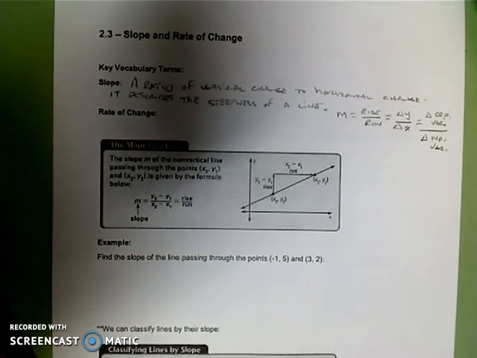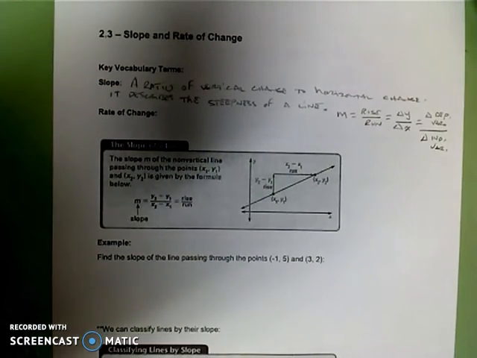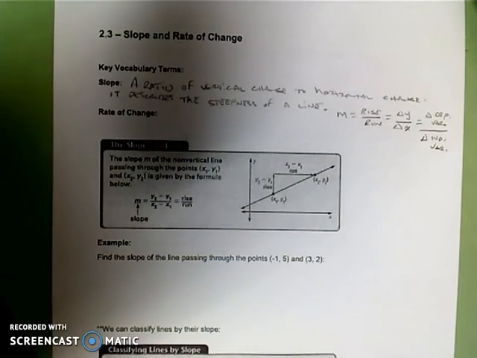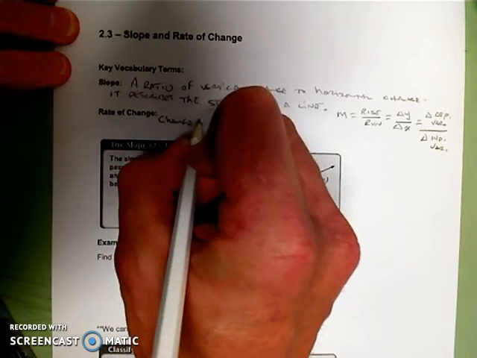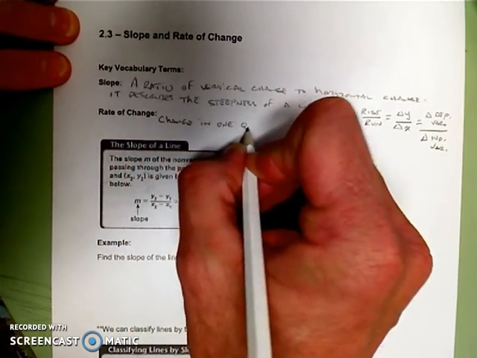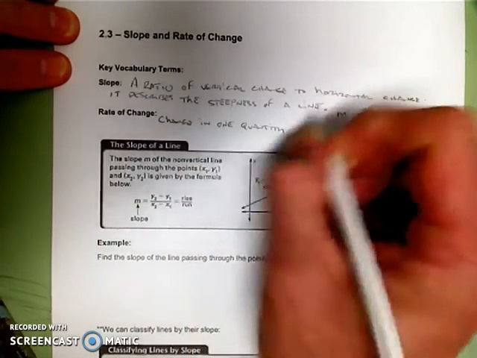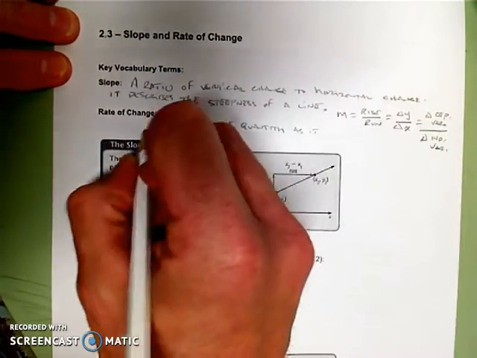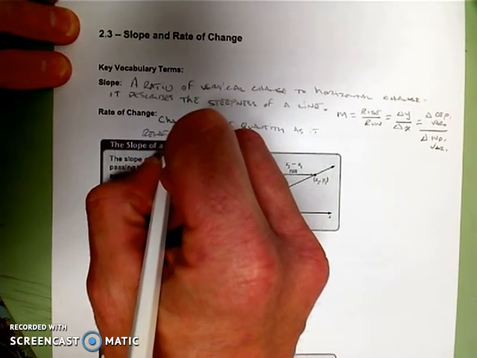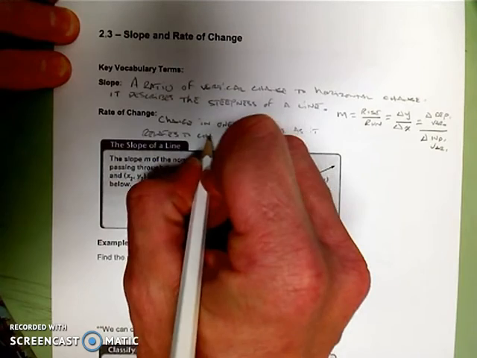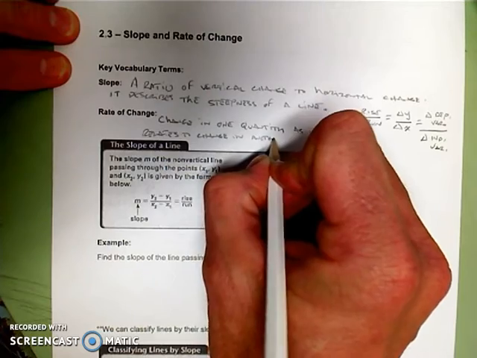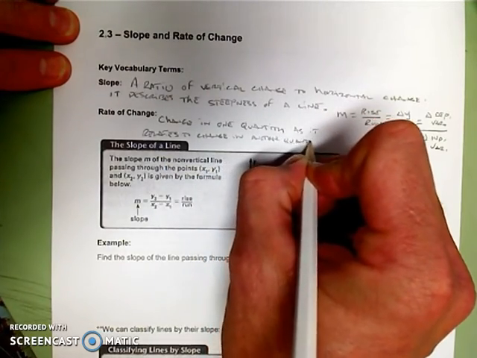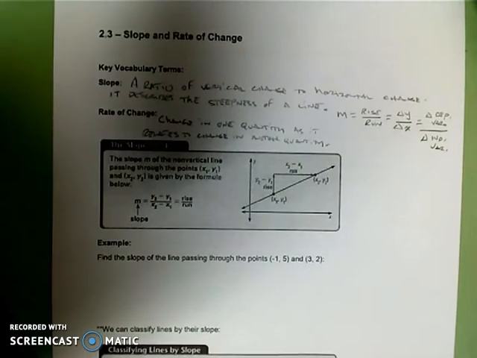So as we start to think about slope as a rate of change, now we're talking about the change in one quantity as it relates to a change in another quantity. And this is particularly important when we start to think about slope as it appears in word problems.